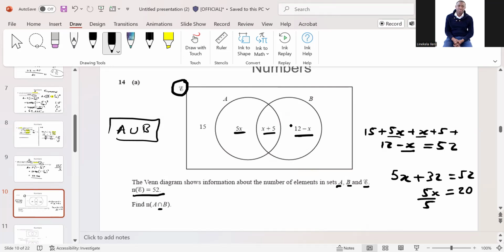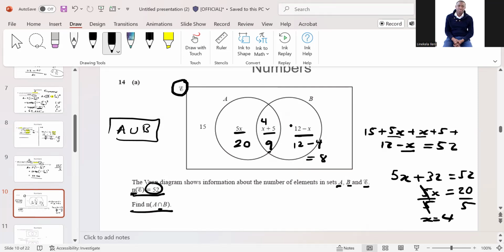And to get your x, you need to divide both sides by 5, which means x in this particular equation is 4. So if I put 4 here, I get 9. At the intersection, I put 9. If I put 12 minus 4 here, I'm going to get 8. And here that would be 5 times 4, which will give me 20. And when I add all of these together, I must get 52, because the whole universal set must add up to 52.